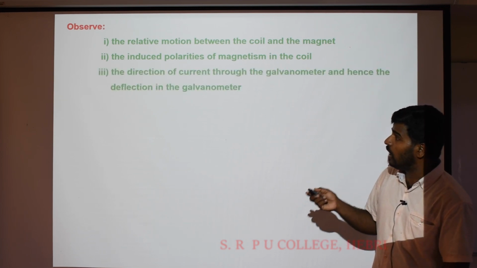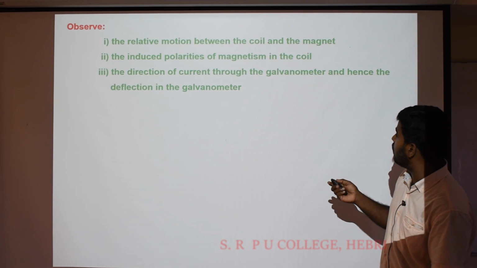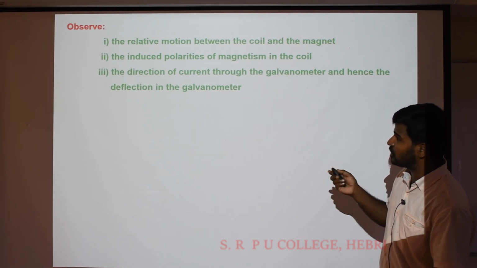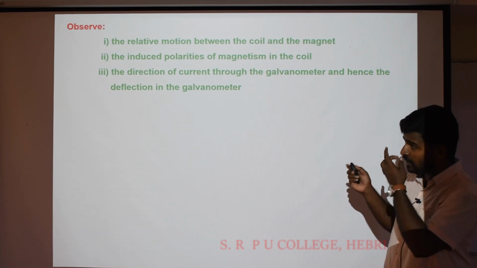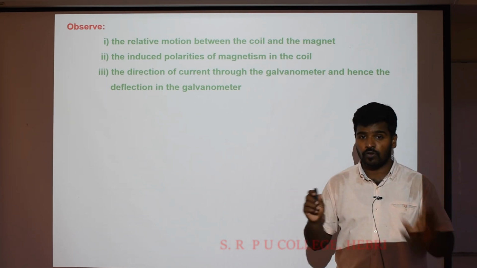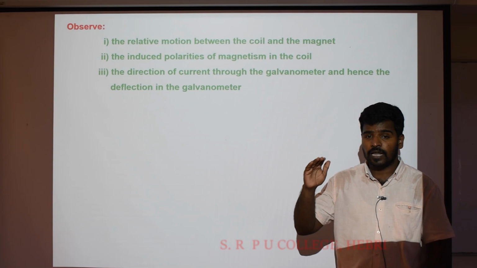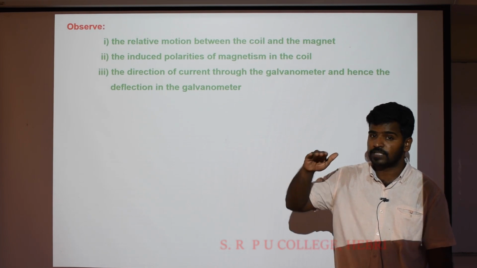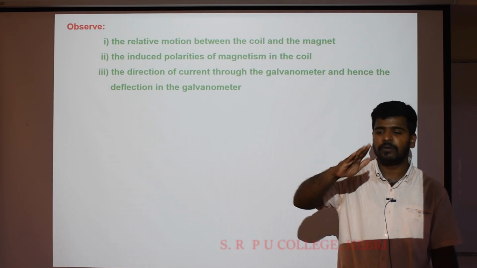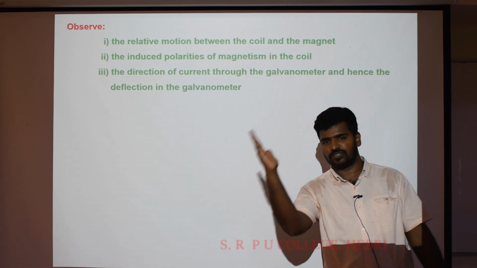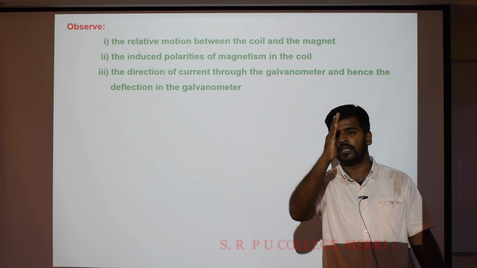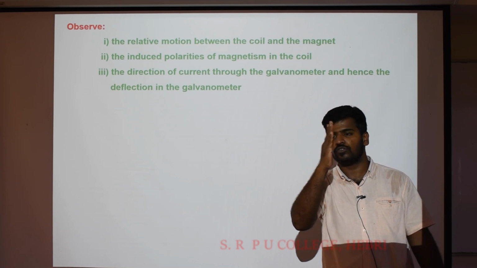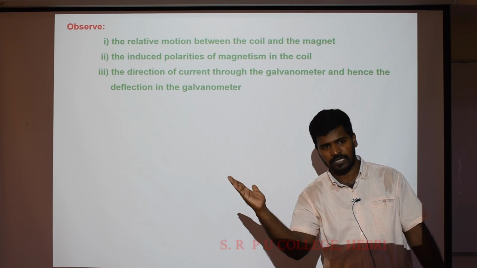The next point, the direction of the current through the galvanometer and hence the deflection in the galvanometer. See the observation: when the north pole of the magnet is moved towards the coil, the galvanometer shows a momentary deflection like this. Right? When you move the north pole of the magnet towards the coil, if the galvanometer is at zero, imagine that the deflection is created like this.